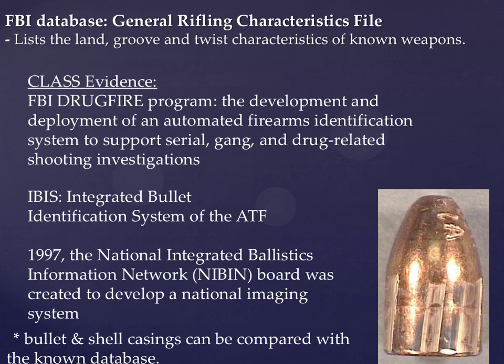There's also the IBIS, or Integrated Bullet Identification System, and that's used by the Bureau of Alcohol, Tobacco and Firearms, or the ATF. In 1997, the National Integrated Ballistics Information Network, also known as NIBIN, was created to develop a national imaging system. So every single bullet that gets imaged gets pushed straight into that database, and everyone has access to it. What do you need to know on this slide? Pretty much everything. All of the acronyms and what they stand for, who gets to use them, that kind of thing.